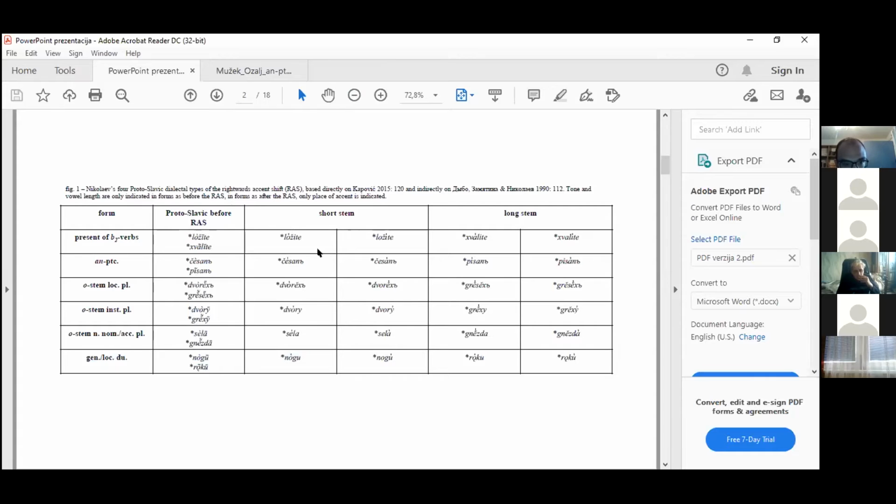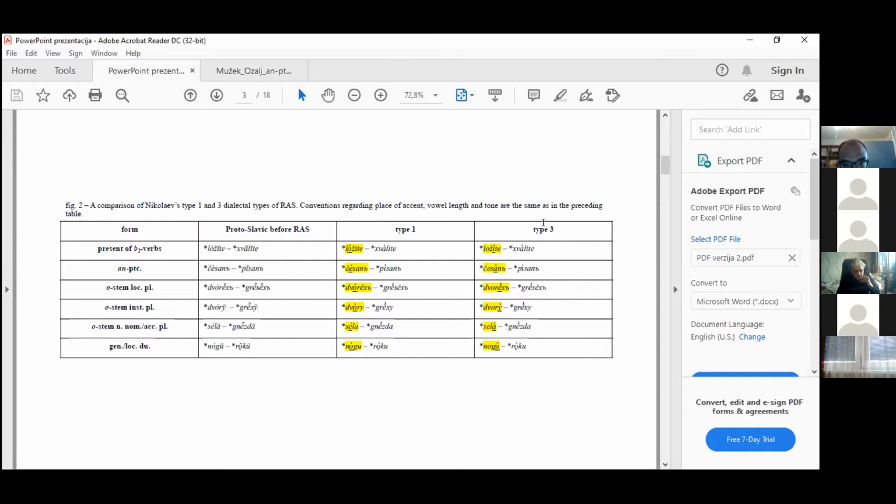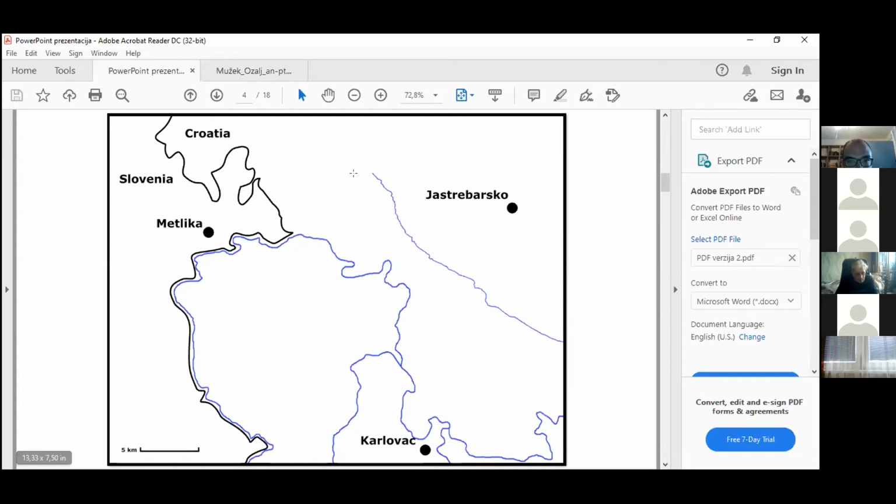And here we distinguish two types, Nikolaev's type 1 and type 3, both of which keep the original accent on the stem for long stems, but differ in their treatment of accent in short stems, because in type 1, the accent remains on the stem, and in type 3, it moves to the suffix. And the northern dialects belong to type 1, while the southern dialects belong to type 3. And we try to locate the border between the two types more precisely, namely, when it comes to the dialect of Ozalj. Let me show you the location of this dialect.